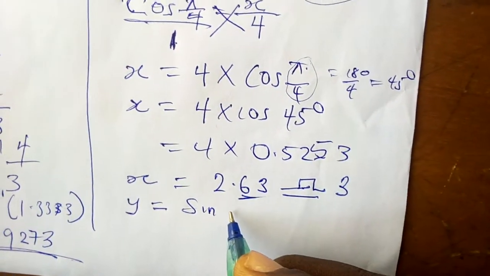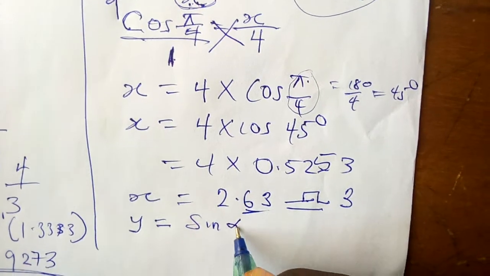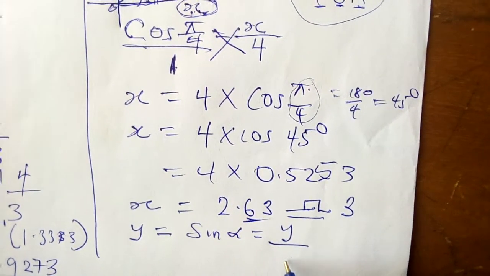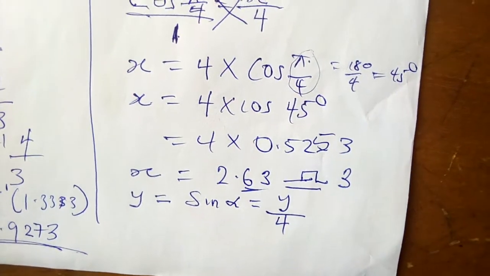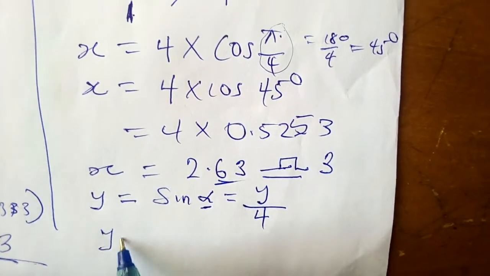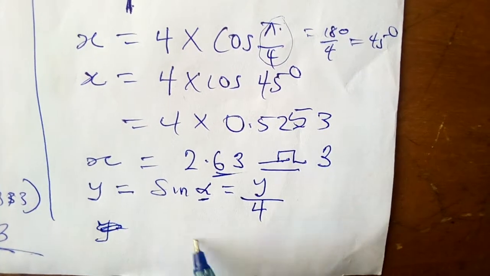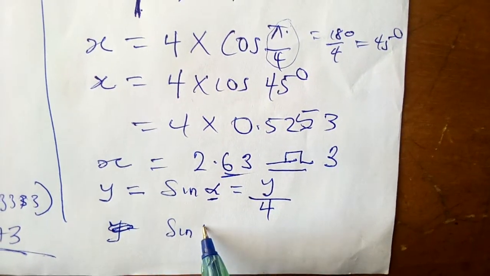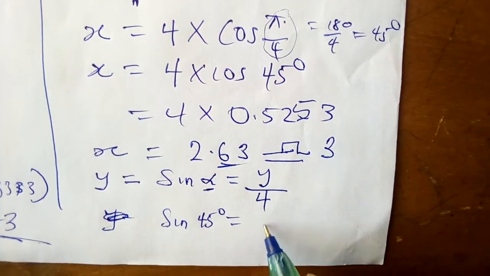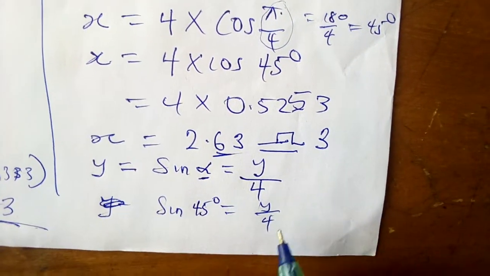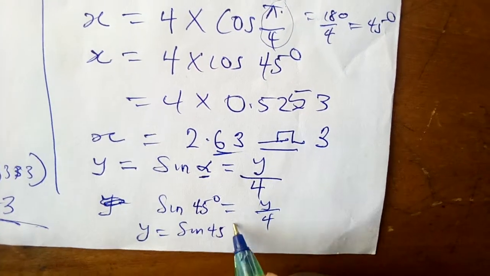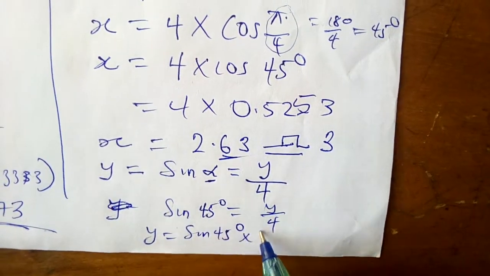Sine of the angle is equal to opposite, which is my y, over hypotenuse, which is 4. Now what is the angle given to us? That is pi over 4, and that is 45. So my sine 45 degrees will be equal to y over 4. Cross multiplying that, we have our y to be equal to sine 45 degrees multiplied by 4.